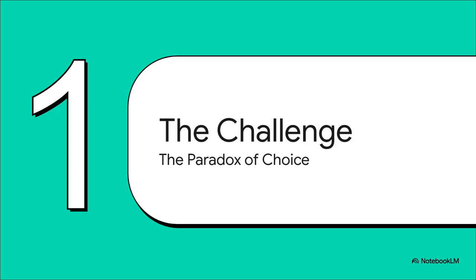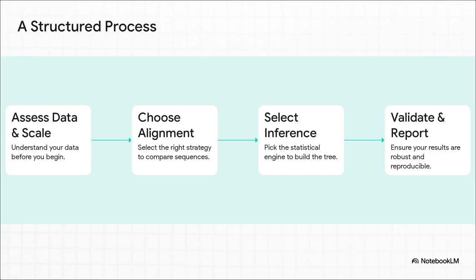All right, section 1, the tree building challenge. And honestly, it boils down to this paradox of choice. The amazing thing about NGS is also what makes it so hard. There are just so many tools and methods out there. It can be overwhelming just trying to figure out where to begin. So the solution isn't some single magic piece of software. It's not that simple. The answer is having a structured process. It's all about making a series of smart, deliberate choices. You follow these 4 steps, and what you get is a workflow that's not just logical, but actually defensible and perfectly suited to your data and your research question.